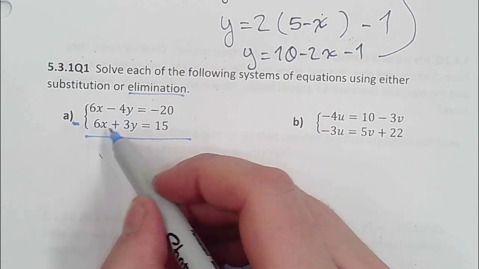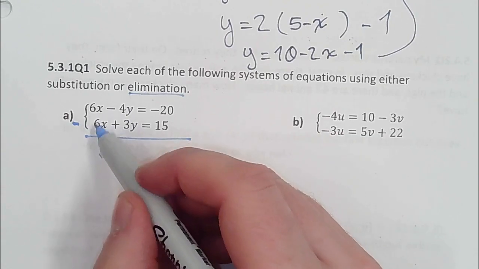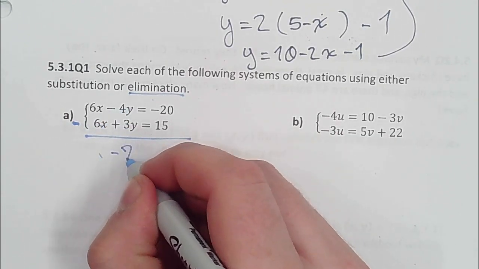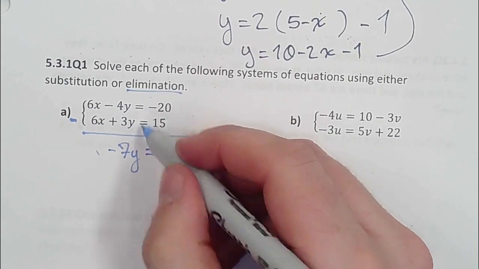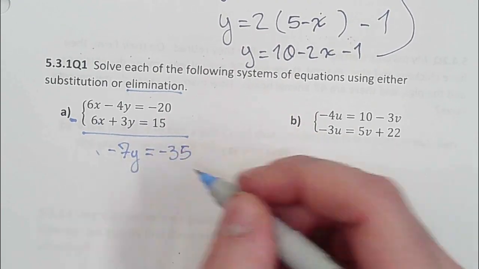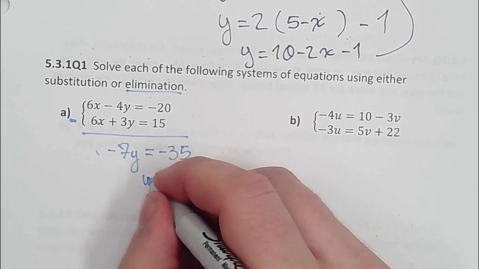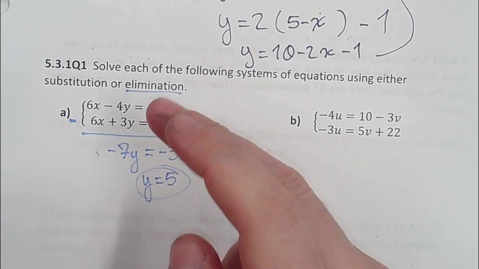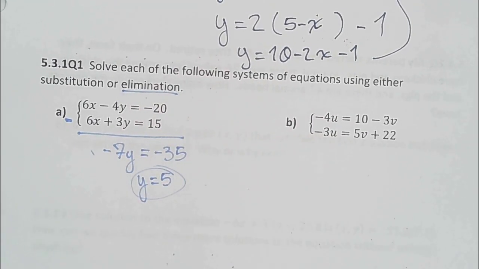Negative 4y minus 3y, because again, we're minusing here. That's how we got rid of this. So we got a minus here. Negative 4y minus 3y will get us negative 7y. We've got an equal sign. Negative 20 minus 15 is negative 35. And then the question becomes, what times negative 7 is negative 35? 5. So we know the winning combination for both of these is y equals 5.